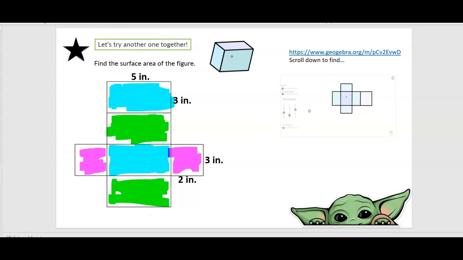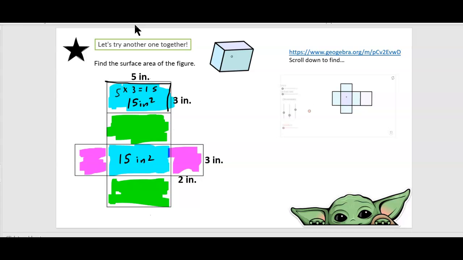Now, once you find one, you found two. So this is base times height, 5 times 3 equals 15. So this is 15 inches squared. If this is 15 inches squared, so is this one. 15 inches squared. Let's do this one.